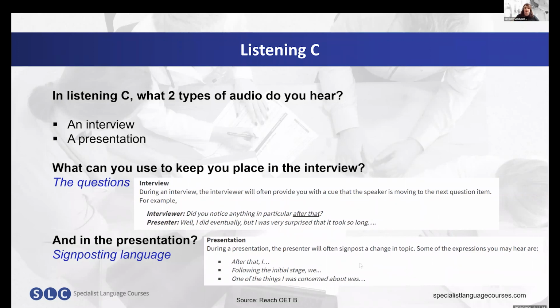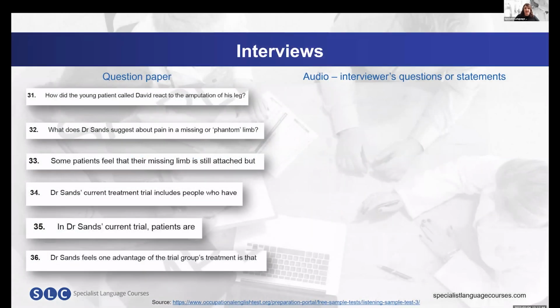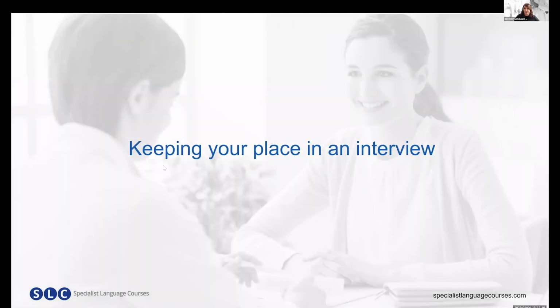So we've got phrases like after that, following the initial stage. One of the things I was concerned about was. All right, so let's take a look at keeping your place in an interview.